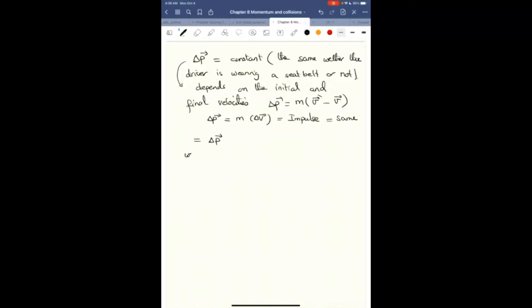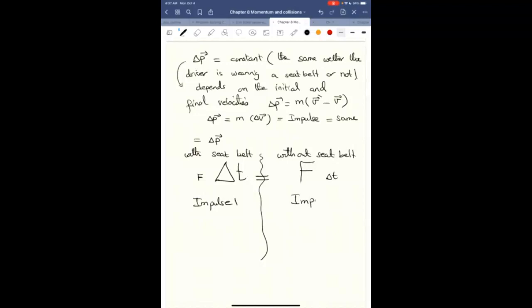Now, I want to compare with seat belt and without seat belt. The force with seat belt is going to be small because the time is really extended, versus without the seat belt, the collision time is going to be short, and then the force will be large, so that they will be equal. Because this is impulse 1 should equal impulse 2. Then I can increase the time of the collision so that I will make it safer for me, which is wearing a seat belt or not having a seat belt.